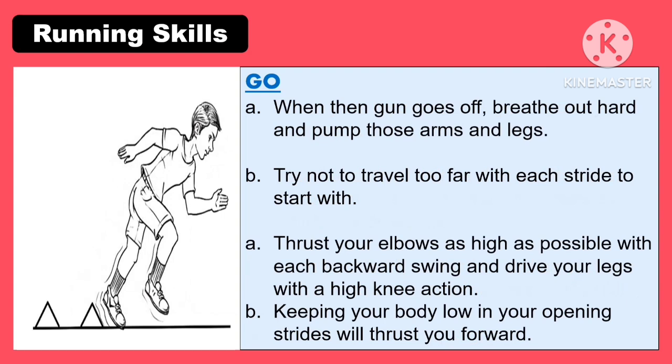For the go position, when the gun goes off, breathe out hard and pump those arms and legs. Try not to travel too far with each stride to start with. Thrust your elbow as high as possible with each backward swing and drive your legs with a high knee action. Keeping your body low in your opening strides will thrust you forward.